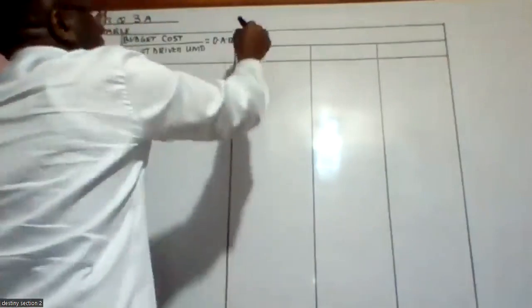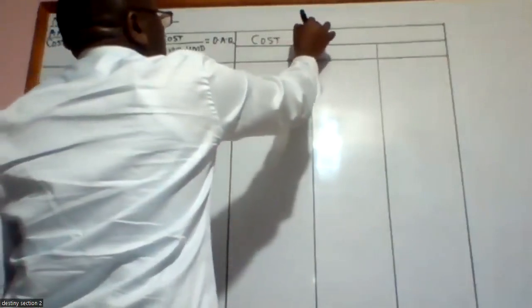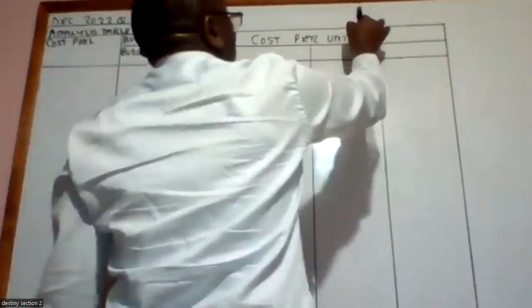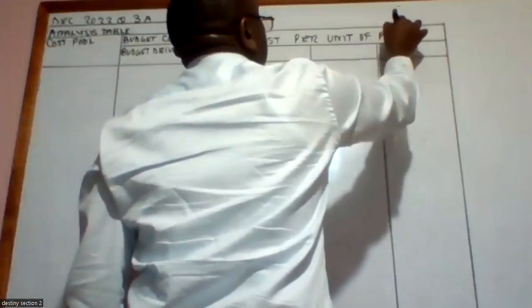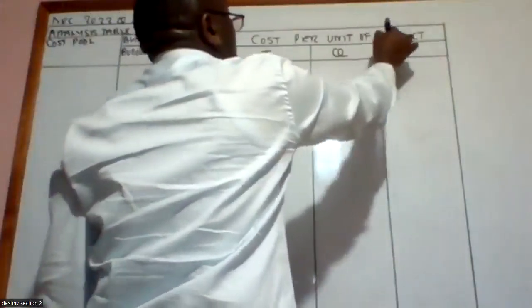So this one, we are going to call it cost per unit of product, TQM.